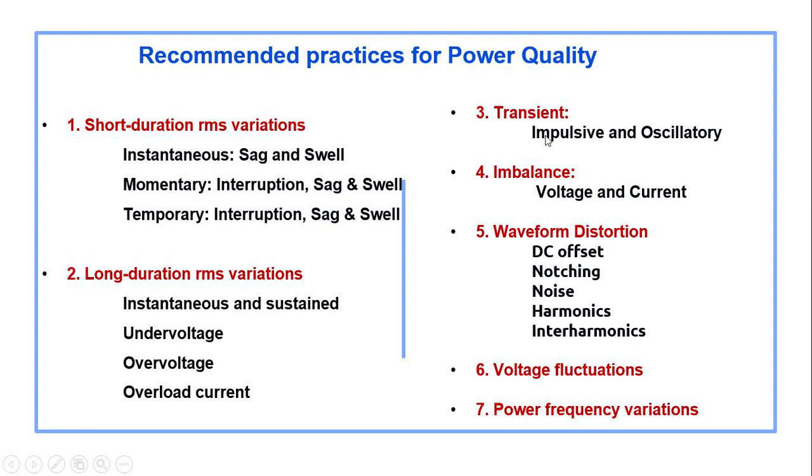Next one, impulsive and oscillatory types of transient, imbalance in voltage and current, and the waveform distortion. The waveform distortion is due to DC offset, notching, noise, harmonics, interharmonics. 6.1, voltage fluctuations and power frequency variation. Now we will discuss all these points one by one.